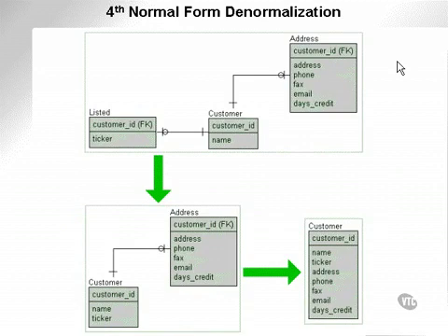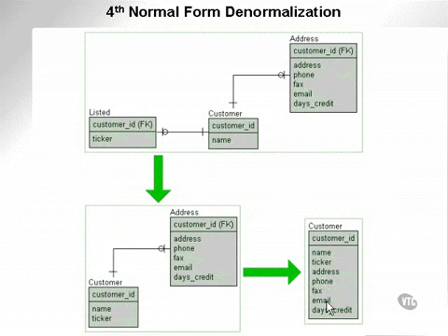Fourth normal form denormalization. My key indicator here would be one-to-one joins. This is a one-to-one join, so is this. What I've done is I've denormalized one of the one-to-one joins, namely the listed entity, and then I've denormalized the address one-to-one join. Everything ends up in the customer table.